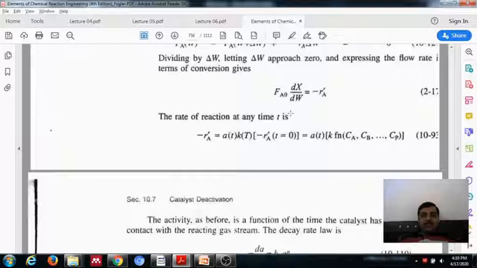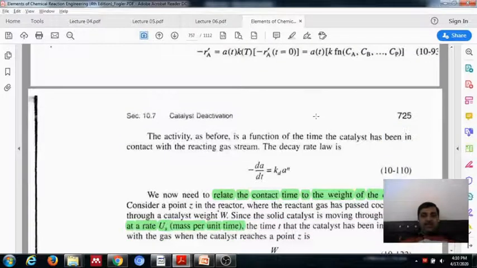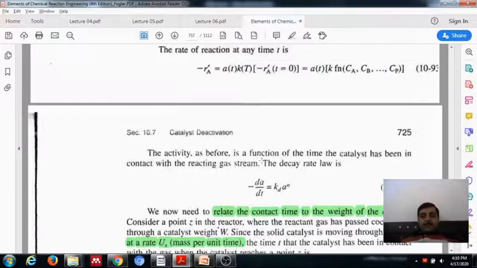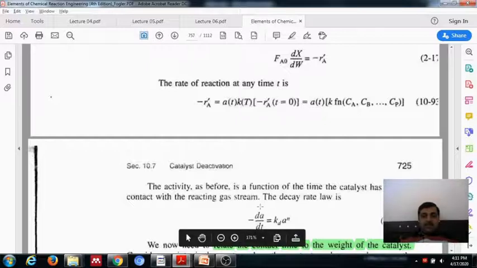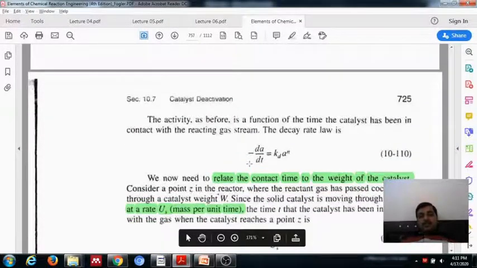F0 dX/dW is minus RA. Now there is another rate which we should be concerned with, that is the rate of decay. So the decay rate is minus dA/dt equals kd A raised to power n. So n can be either 1 or 2, as we know. But let us have a quick look. The conversion is with respect to weight and deactivation is with respect to time. That is what we need to make uniform.